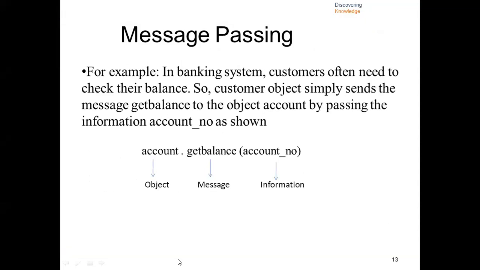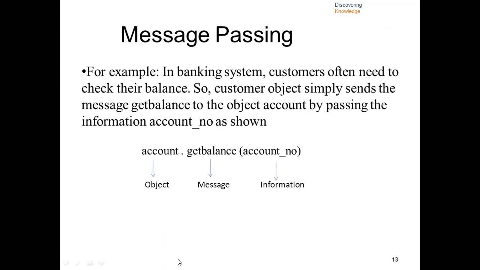Let us discuss it with an example. For example, in a banking system, a customer often needs to check their balance. So the customer object simply sends the message get balance to the object account by passing the information account number, as shown.